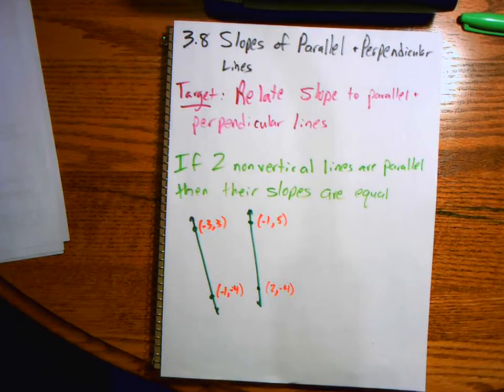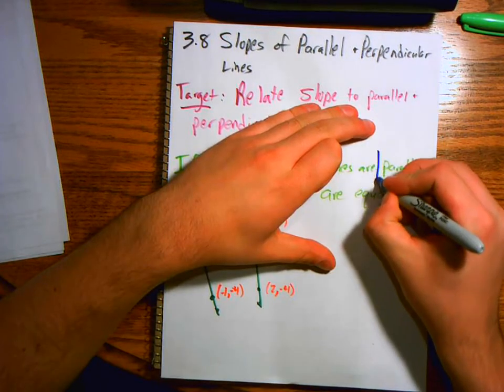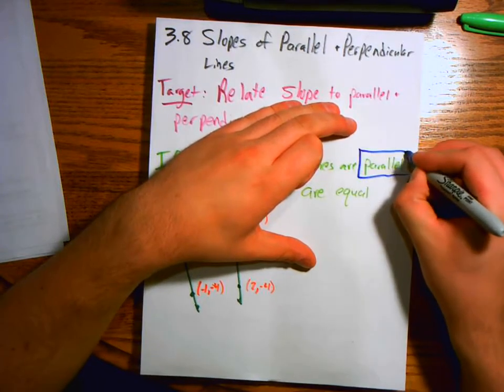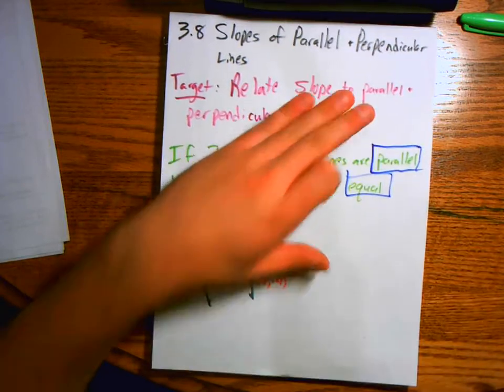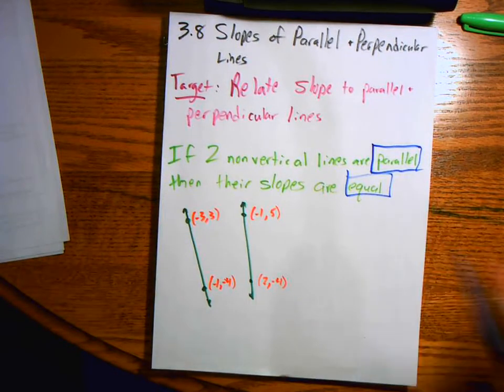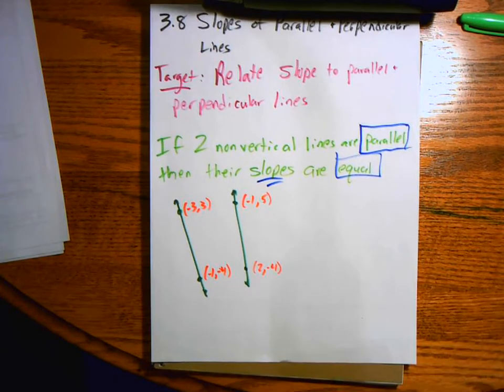So let's get started. The first one is parallel. If you have two non-vertical lines that are parallel to each other, that means that their slopes are actually equal to each other. So the two keywords that I want you to start connecting together are the words parallel and equal. If you have two parallel lines, the slopes are equal to each other.